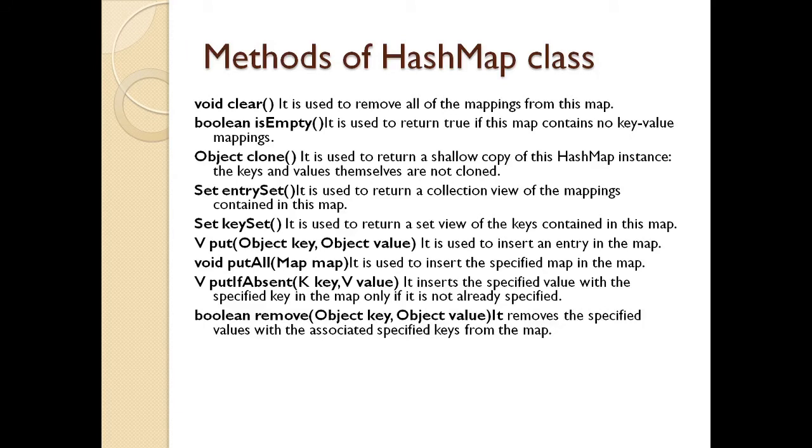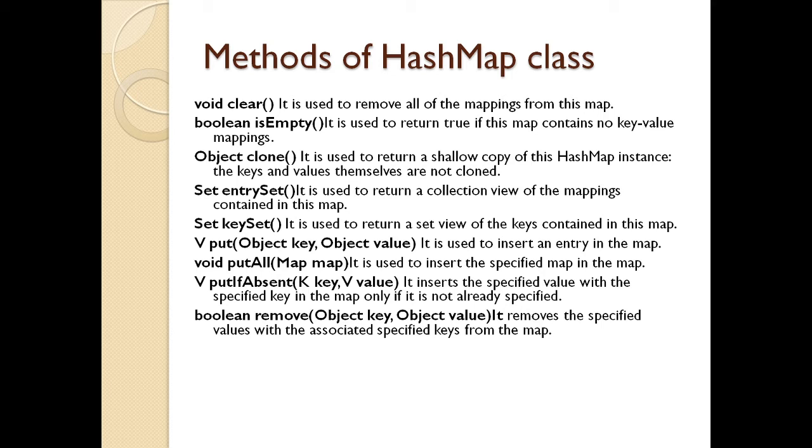To begin with methods on the HashMap class, first method is void clear. It is used to remove all the mappings from this map. The boolean isEmpty method is used to return true if the map contains no key-value mappings. The Object clone method returns a shallow copy of the HashMap instance. The Set entrySet method is used to return a collection view of the mappings contained in this map. The Set keySet method is used to return a set of keys contained in this map. Its return type is Set.